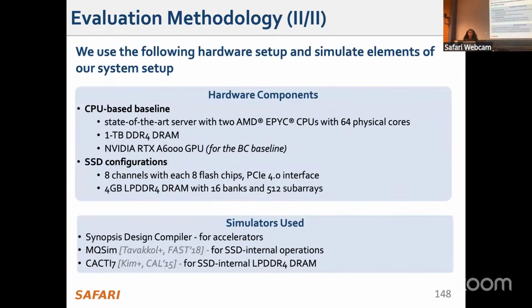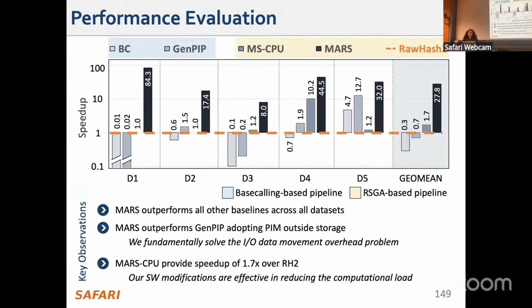I won't go through the methodologies. Mainly, some parts of it are similar to what we did before. You can also check it in more detail later. So let me just highlight some results. Okay, so you can see all these different baselines here, and this orange line would be RowHash2.